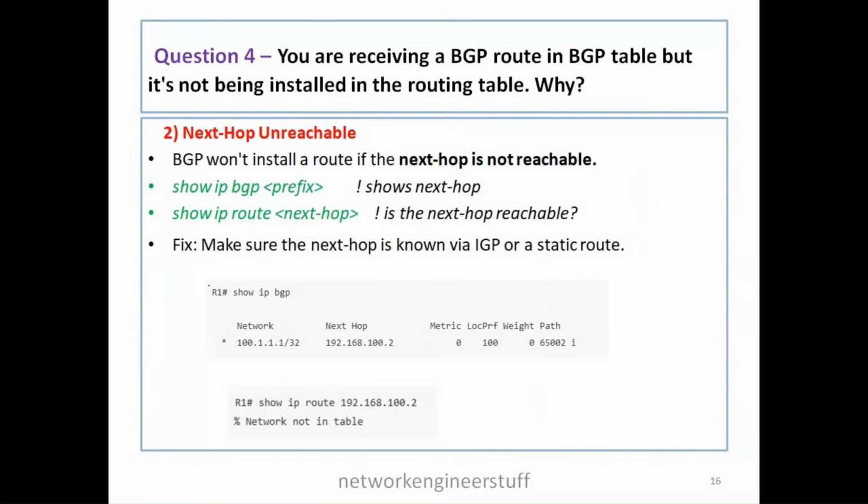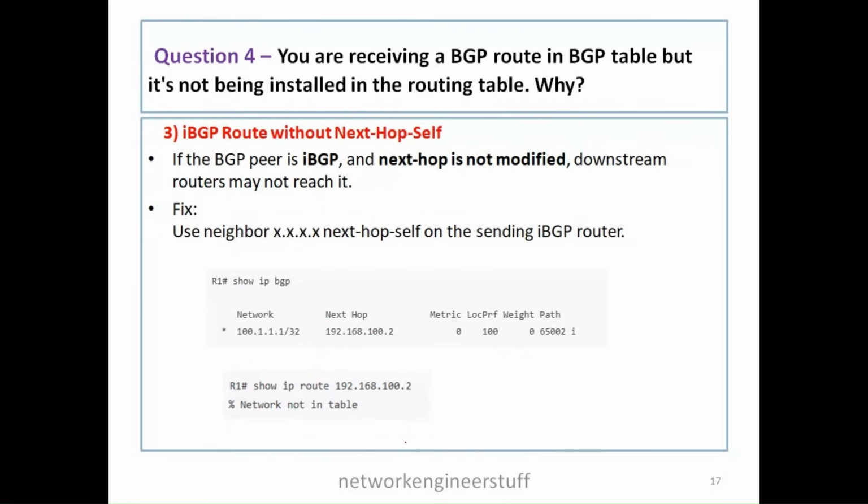The second reason will be that the next hop is unreachable. It happens that you have a route in the BGP table like here, but this next hop 192.168.100.2 is not reachable. It should be made reachable via some IGP or some static route, but let's say it is not. So, if the next hop is not reachable, the route will not get installed in the routing table, even if it is present in the BGP table. This is one of the reasons I have mentioned.